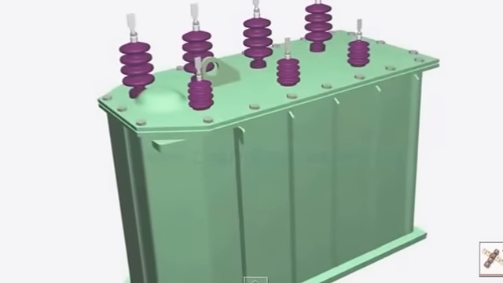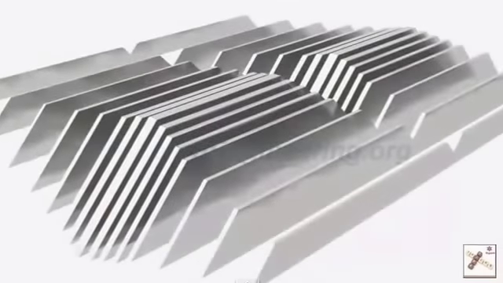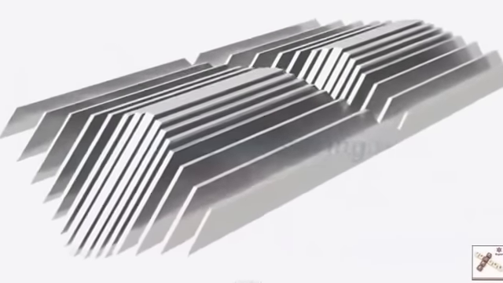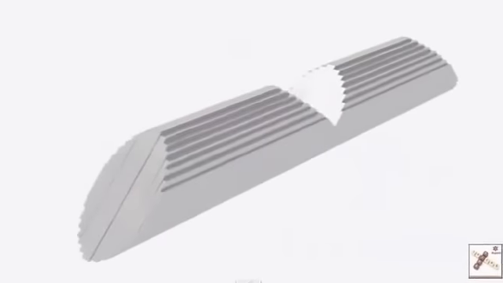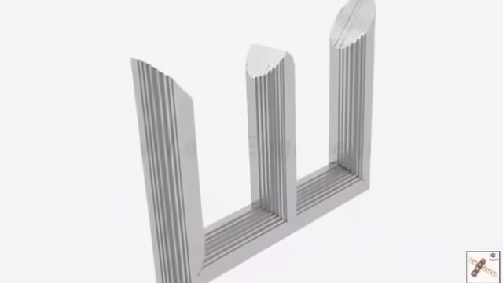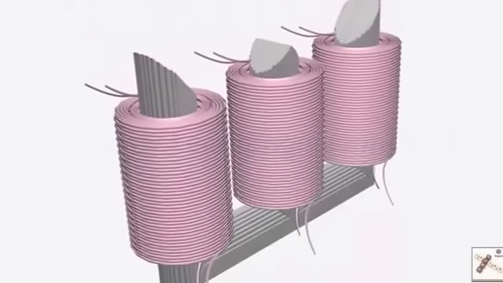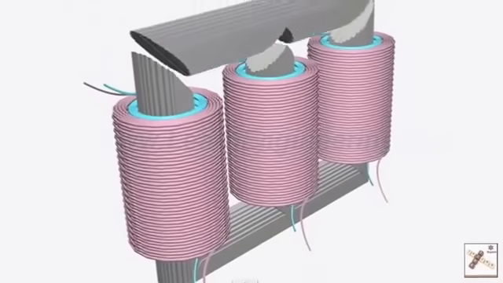The core of the transformer is made of thin insulated steel laminations. Such steel laminations are stacked together as shown to form three-phase limbs. The purpose of thin laminations is to reduce energy loss due to eddy current formation. The low voltage windings usually sit near the core.